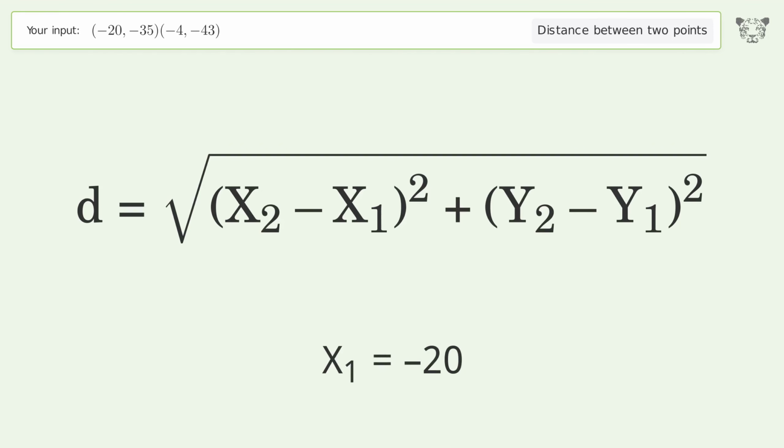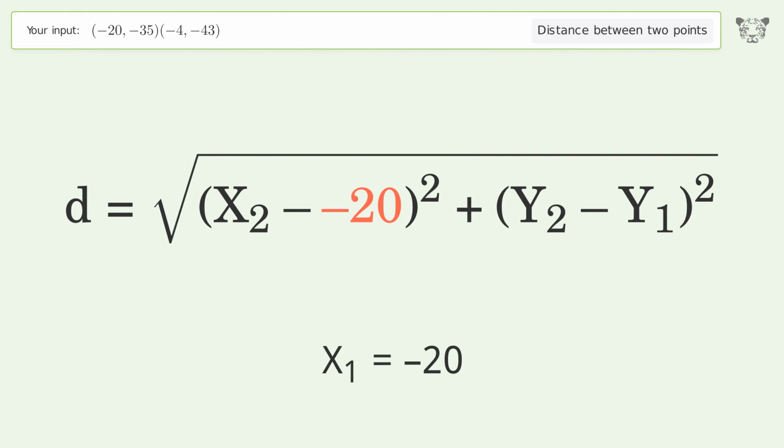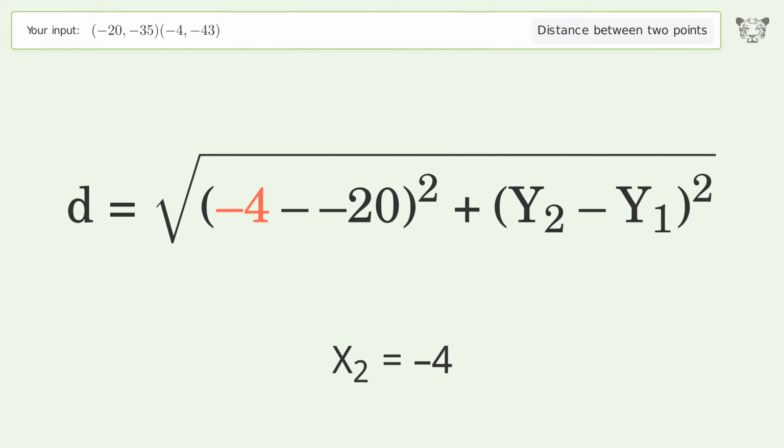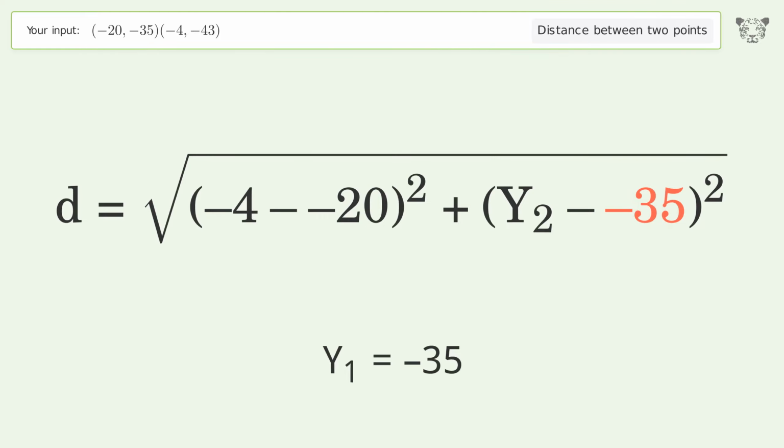x1 equals -20. x2 equals -4. y1 equals -35. y2 equals -43.